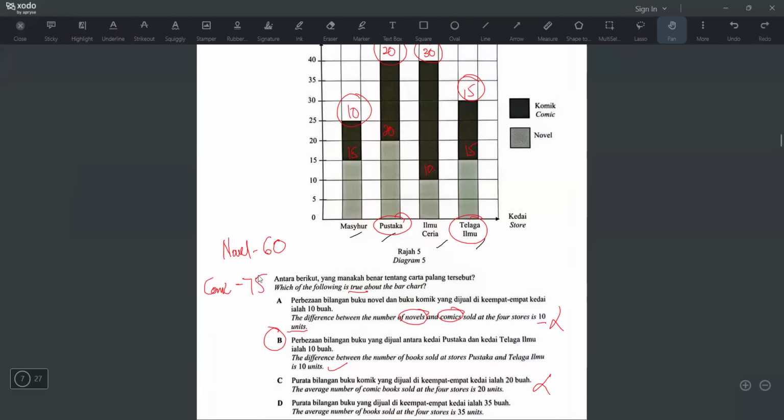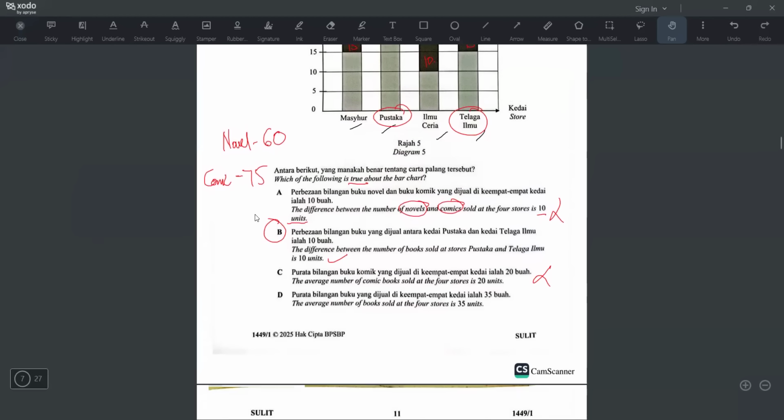So it will be 60 plus 75 total, which is 135. And then 135 I have to divide by 4, which is not 35. Yeah, 135 over 4 is not 25. It's 33.75. So now you know the correct answer is B boy lah. Okay. All right. Hope you understand.